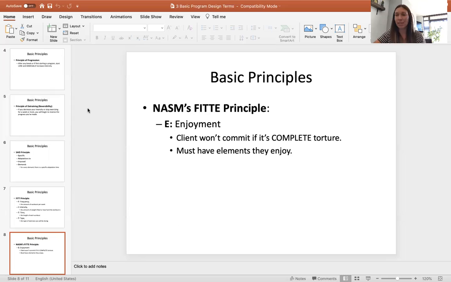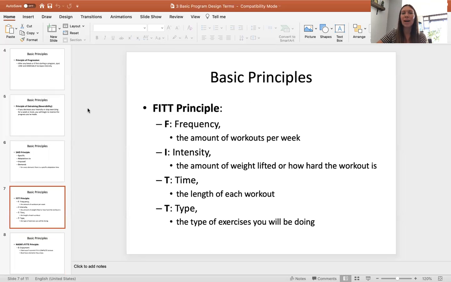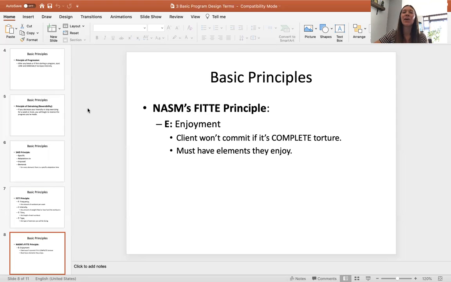So for NASM, they incorporate an E at the end of their FIT principle. If we go back, FIT principle: frequency, intensity, time, and type. NASM now adds at the end of it an E for enjoyment. This is a big one.